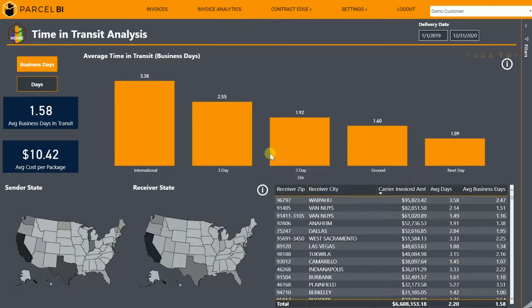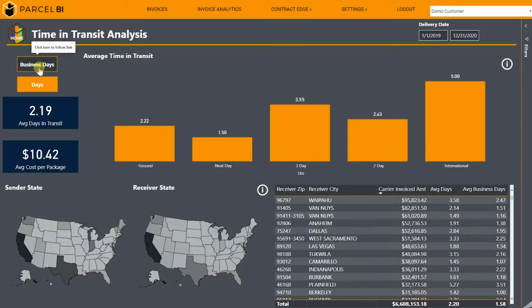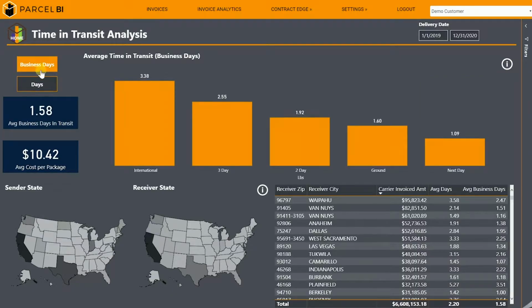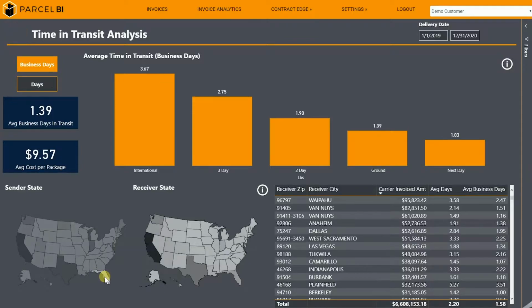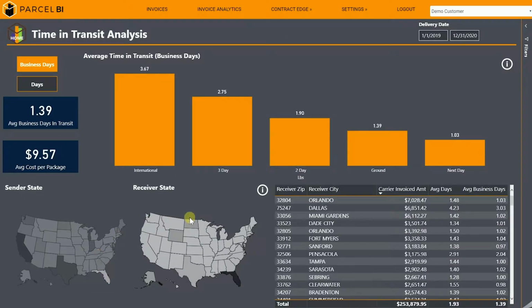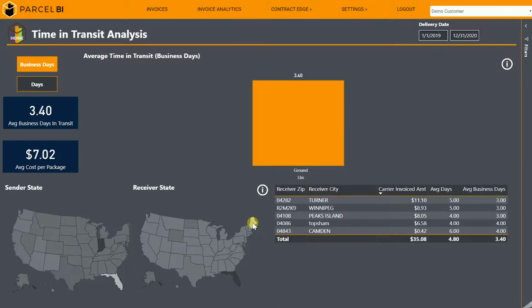and it gives you a breakdown by service of the business days or the actual calendar days for time in transit by each service. And you can actually drill into a specific service. You can see the states where you're sending from the most and the states you're shipping to the most. And then if you click on any state and receiver state or any sender state, you can see the zip codes of the receivers where you're shipping to.